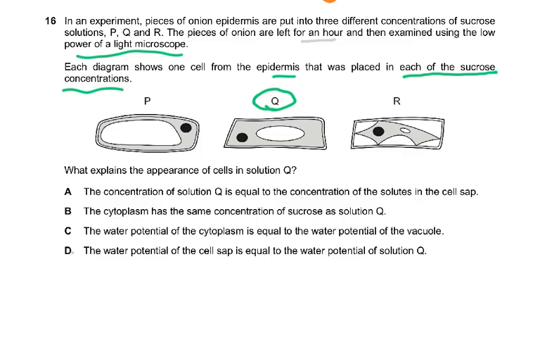The cytoplasm has the same concentration of sucrose as solution Q. That's not possible. Sucrose is not present in the cytoplasm. The water potential of the cytoplasm is equal to the water potential of the vacuole, but that doesn't cause water to move in and out. So the answer is D. The water potential of the cell sap is equal to the water potential of solution Q.